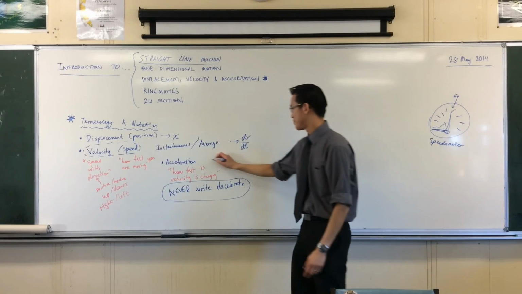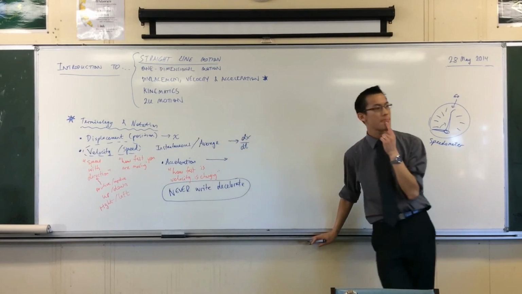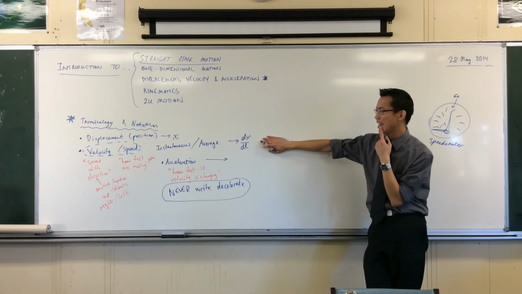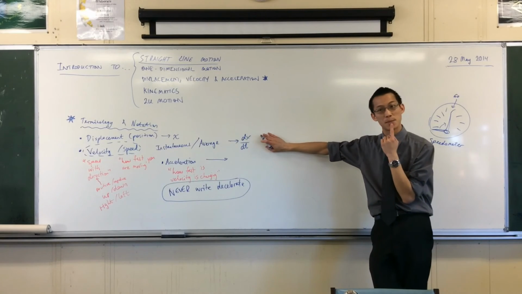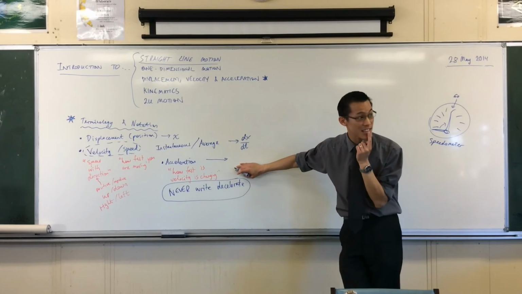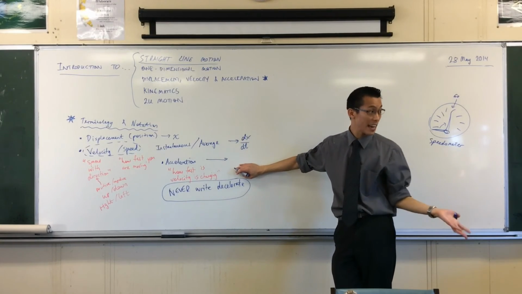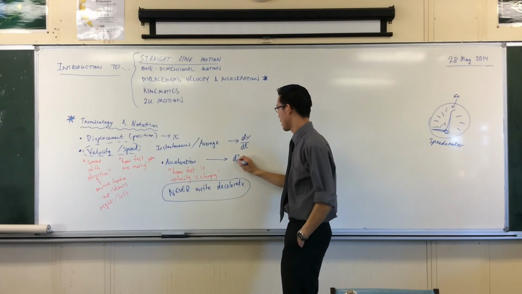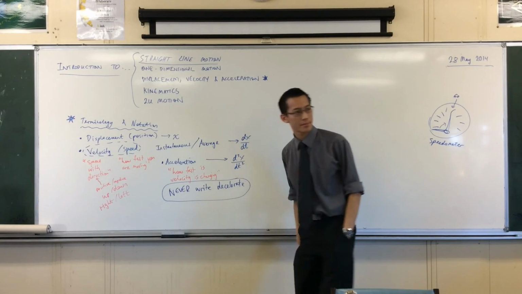Last bit of notation. If velocity is the change of displacement over time, dx and dt, but if I want to know how dx on dt is changing, I differentiate again, don't I? d squared x on dt squared.